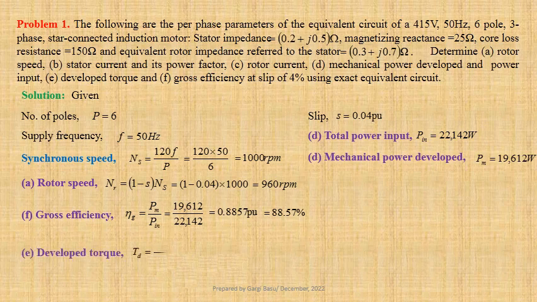Expression for developed torque: Td equals Pm divided by 2 pi into Nr by 60. Using values we get 19,612 divided by 2 pi into 960 by 60, which is approximately equal to 195 Newton meter.